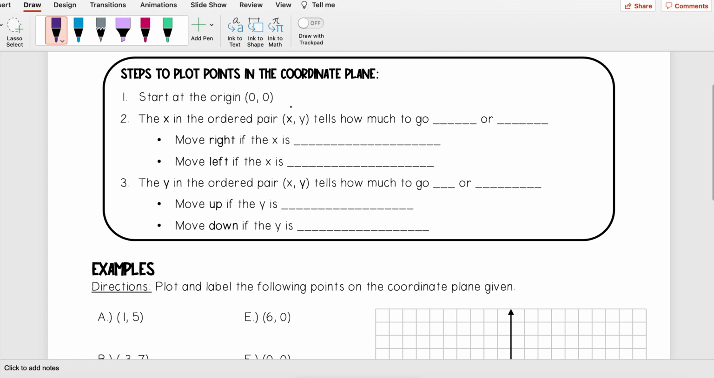And then we're going to be given an ordered pair, x, comma, y, so that can be any number there, like 1, comma, 3, -4, comma, -10, anything like that. But the x in the ordered pair is going to tell us how much to go right or left. So the x always tells us how much we're going right or left. We're going to move right if the x is positive, and we'll move left if the x is negative.